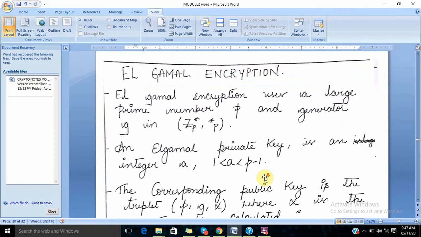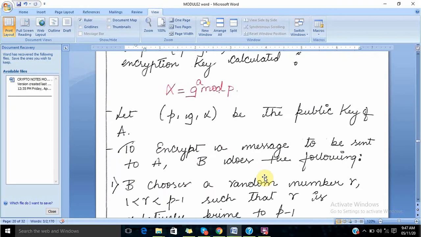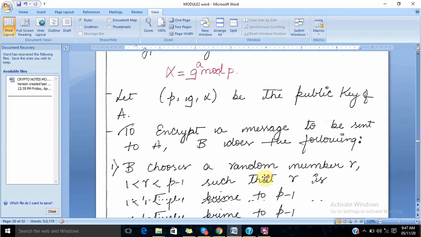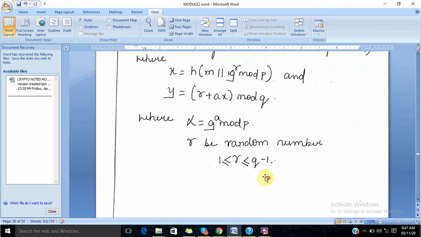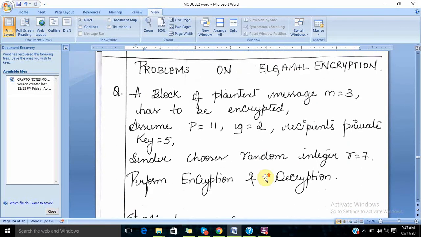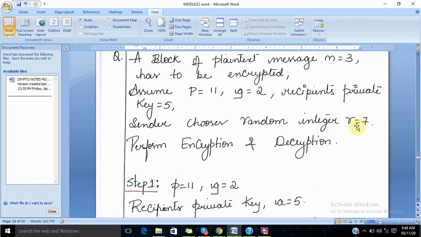We have now understood the concept. Now let us go and understand the problems and the working behind it, so that we will understand the concept very clearly. Let us go to the problem now. This is the problem on ElGamal encryption. The message M is equal to 3, which has to be encrypted using the formulas we had studied just now. Assume P, the prime number, is 11, G the generator is 2, and the recipient's private key A is 5. The sender chooses a random integer R equal to 7.